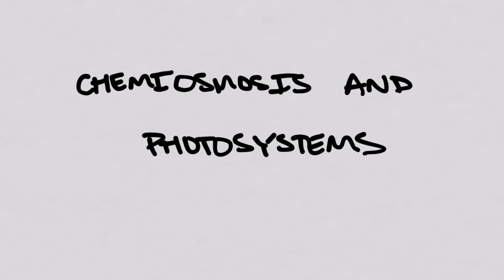So the first part of the screencast is going to be talking about chemiosmosis, and then we're going to take a break from talking about chemiosmosis and talk about photosystems for a little bit, and then we're actually going to jump back and keep talking about chemiosmosis, and you're going to see the relationship between these two things, chemiosmosis and the photosystems.